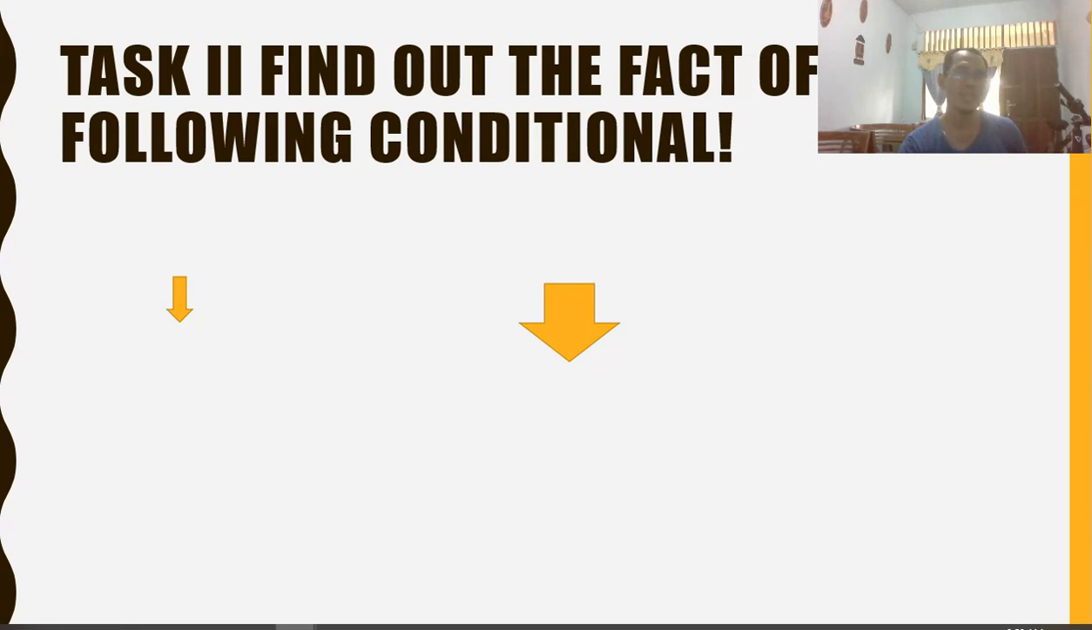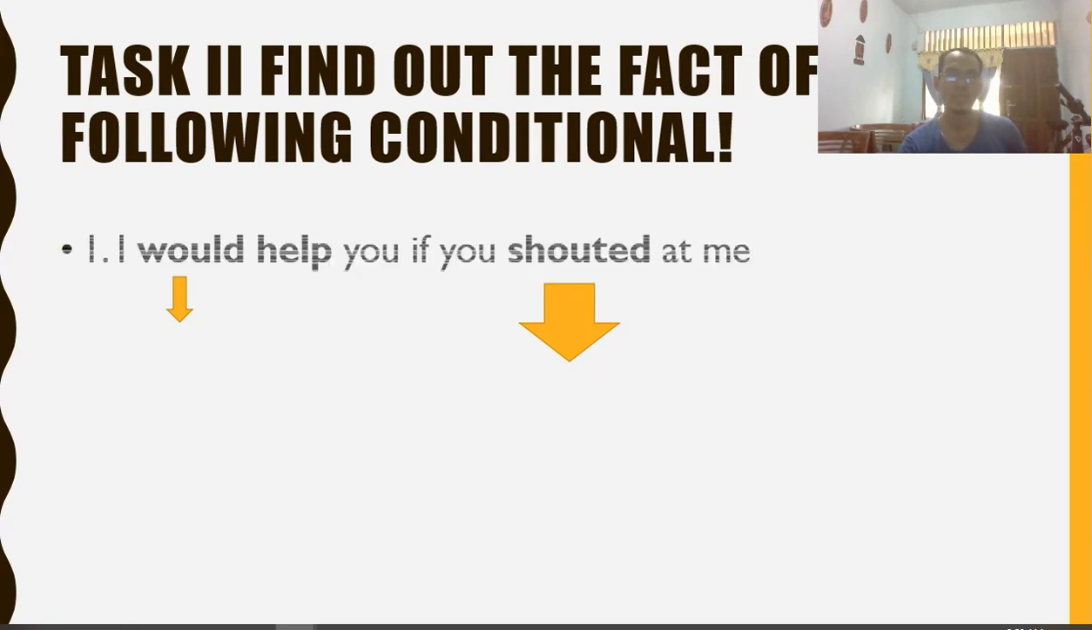Okay, now we go on to test 2, find out the fact of the following conditional. Let's start from number 1. I would help you if you shouted at me. Okay guys, do you remember what type of conditional is it? This is conditional type 2. In conditional type 2, in the main clause, we use would plus verb 1. And this is the point. If you are asked to find out the fact, see the main clause first. Lihat clause utama dulu. I would help you. It means that I don't help you.